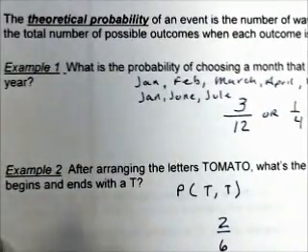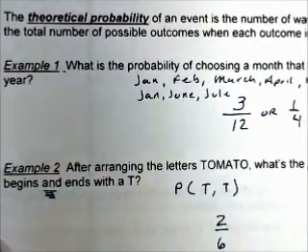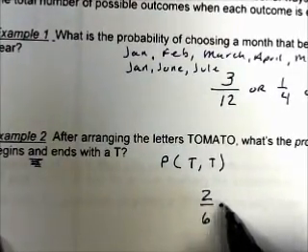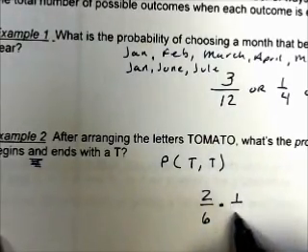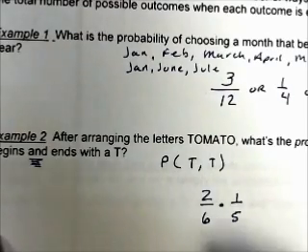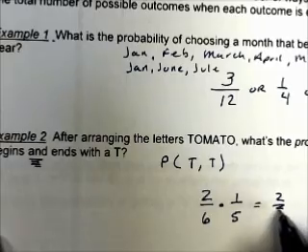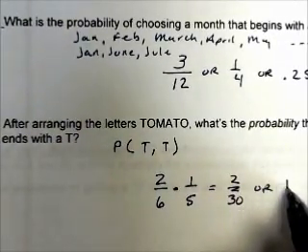And ends, remember, whenever we're talking about in probability, when we see the word and, that means to multiply. And ends with a T times, well, a T has already been pulled out from those 6, so now there's only 1 T that remains from 5 letters that also remain. So we multiply 2/6 times 1/5, which is equal to 2/30. Or we can reduce this to 1/15.